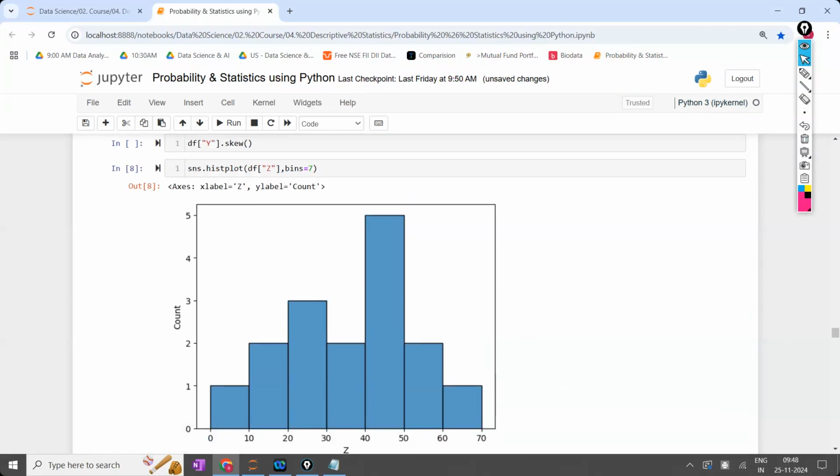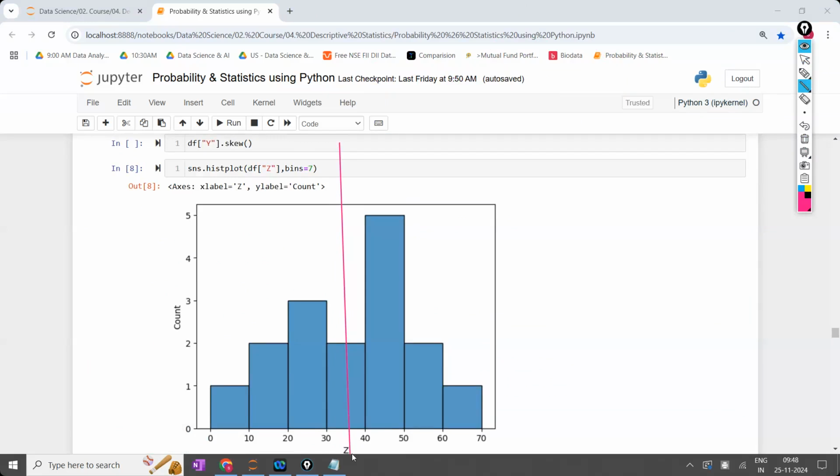Whether it is uniform or non-uniform, it is non-uniform. Symmetrical or unsymmetrical? Unsymmetrical. Now from the center, the range is again 0 to 70, so the mean value is 35. If 7 bins are there, the center value is the 4th bin.